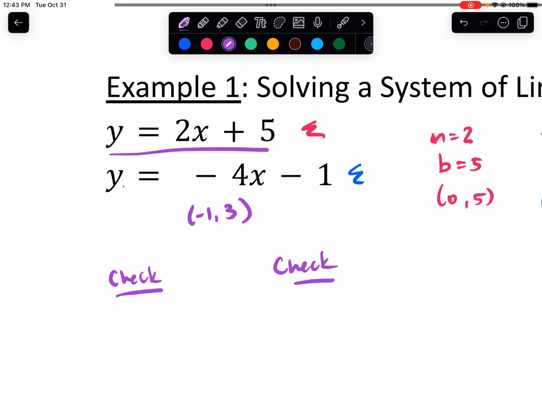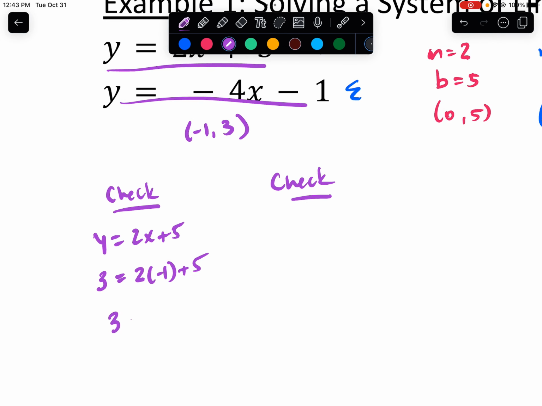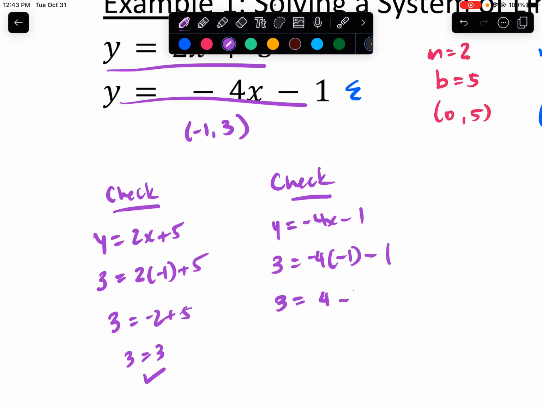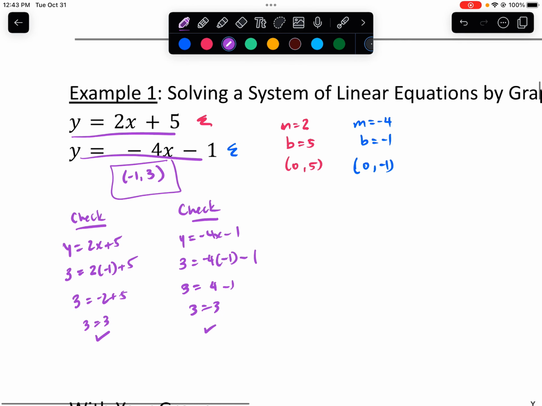I'm going to take both of these equations, y equals 2x plus 5. Plug in 3 for y, 2 times -1 plus 5. 3 is equal to -2 plus 5. I have 3 equals 3. That works. Same thing with the next one. I have y equals -4x minus 1. You have 3 is equal to -4 times -1 minus 1. 3 equals 4 minus 1. 3 equals 3. If both of these work out, that means you have the right answer. So my solution is -1, 3.